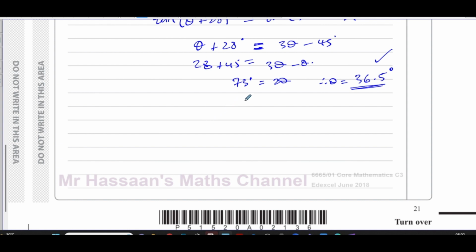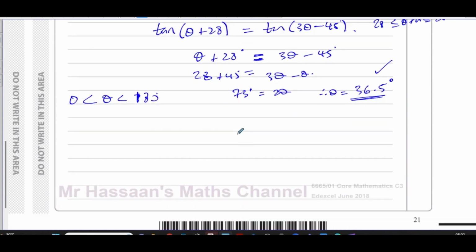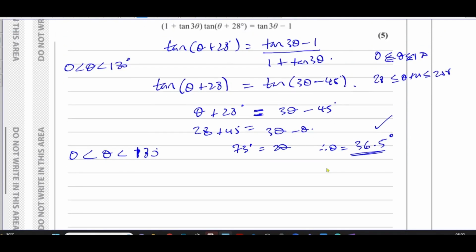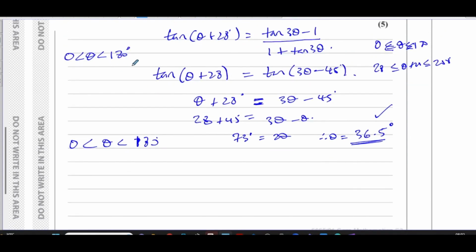Now, once we've got this first angle, theta equals 36.5, there are other angles in the range. Our range is between 0 and 180, as the question says. So how do we find the other angle or other angles in the range? Well, we should know that the tan of an angle repeats every 180 degrees. The tan curve repeats every 180 degrees, as we know. So the tan of this angle will equal the tan of this angle.